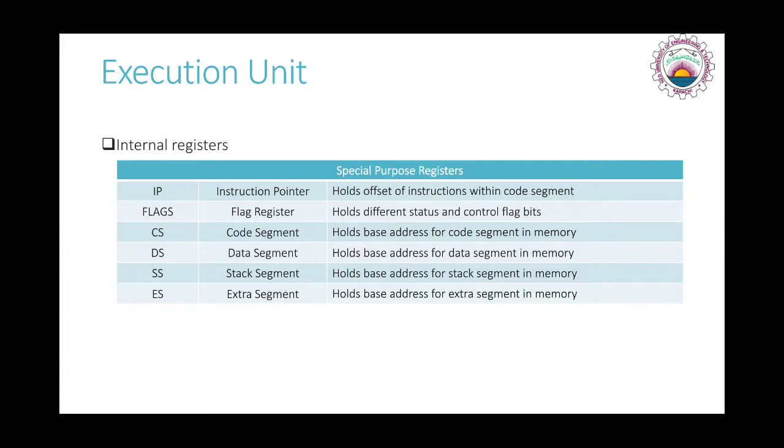So CS will be holding the base address for code segment in memory, DS will be holding the base address for data segment in memory, stack segment will be holding the base address for stack segment within memory, and extra segment will be used for holding base address of extra segment in memory. And all these registers are of 16-bit for 8088 microprocessor and 8086 microprocessor, and in the advanced versions also.